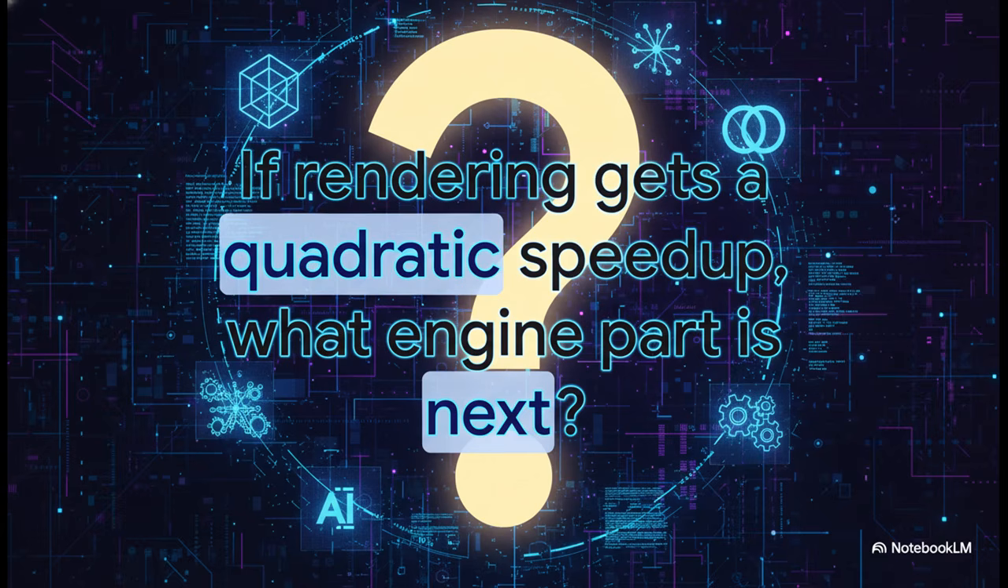If a notoriously tough rendering problem like ambient occlusion can get a quadratic speedup with today's tech, what other big computational bottlenecks inside our game engines, in physics, in AI, in optimization are going to be next?